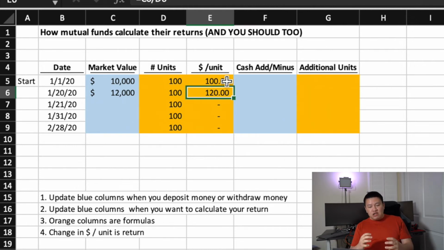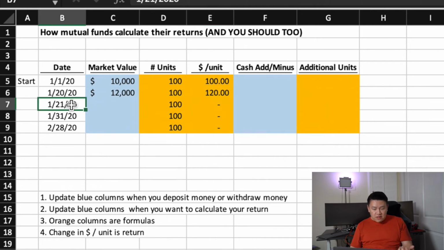So the key is you want to calculate your unit price literally the day before you deposit money. So the day before you deposit money, you want to calculate what your unit price is. So in this case, let's assume that I'm going to deposit money on January 21st. So I need to make sure that I calculate a per unit cost the day before, which is January 20th. And I still have a per unit cost of 120.